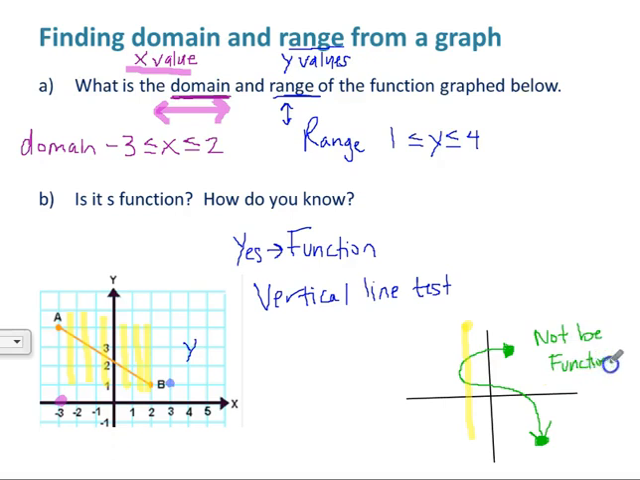So the vertical line test, when you intersect your graph with a vertical line, if it only intersects in one place throughout the entire graph, then it is a function. And you'll learn about that this week. I'm going to go on to the next slide now.